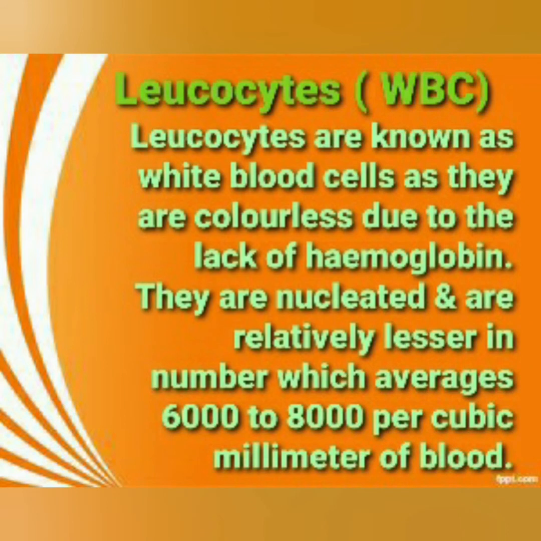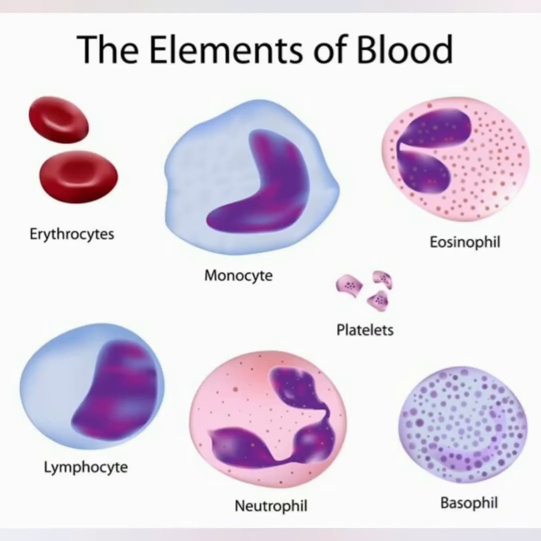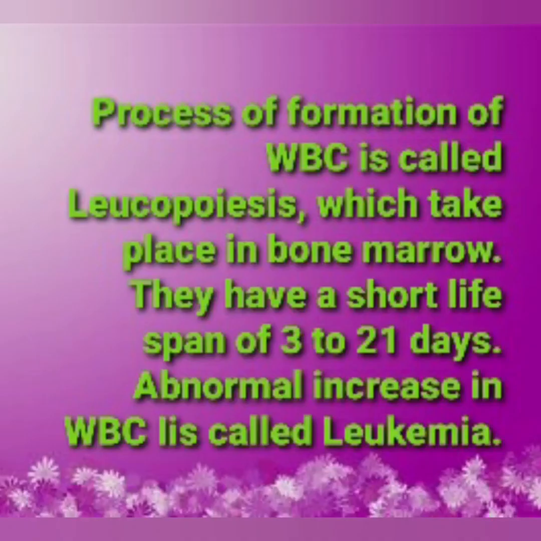Leucocytes or WBC are known as white blood cells as they are colorless due to the lack of hemoglobin. They are nucleated and are relatively lesser in number, which averages 6,000 to 8,000 per cubic millimeter of blood. Here the monocyte, lymphocyte, neutrophil, basophil and eosinophils are the 5 types of WBCs. You can also see erythrocyte and platelets here.